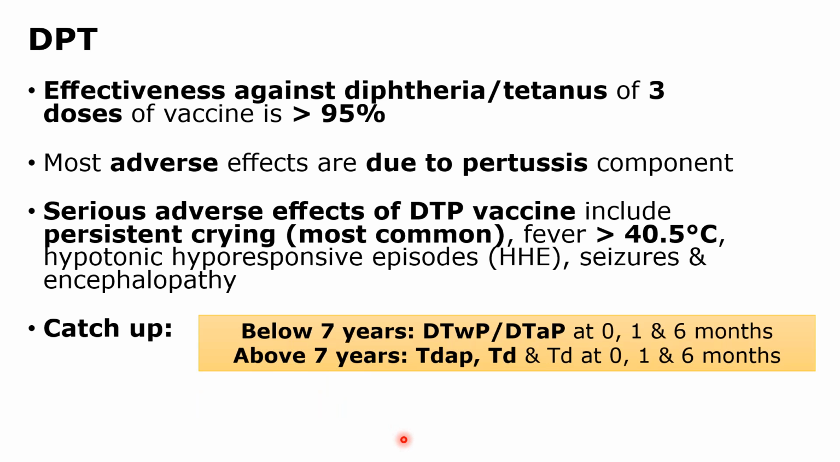Catch-up vaccination: if a child has not received the DPT vaccine as recommended in the immunization schedule, and the child comes at an age of less than 7 years, what is recommended is you give the DTP vaccine, either the whole cell or acellular, whatever is available, at 0, 1, and 6 months. But if the child comes beyond 7 years of age, then we do not use this DTP vaccine because there are more chances of toxicity because of it.